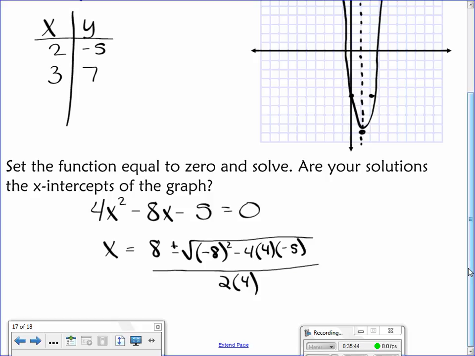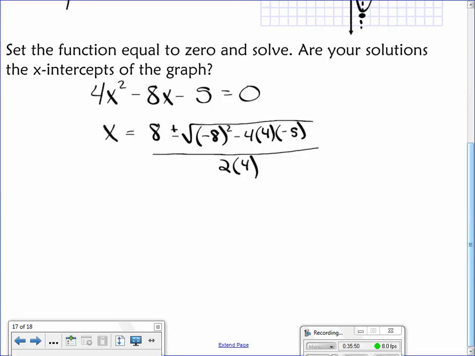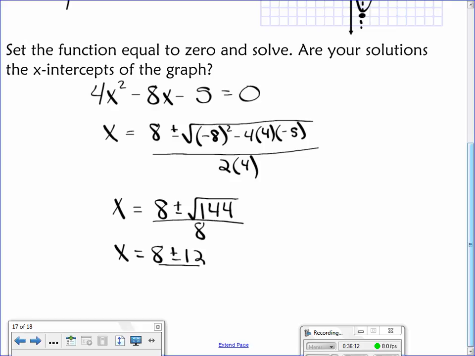Who would have thought, right? After we're done with that chapter, I'm still going to use the stuff I just taught you? Right? Who does that? So 8 plus or minus radical, no idea. 144? Okay. That's what I got. So that is 12. So 8 plus or minus 12 over.